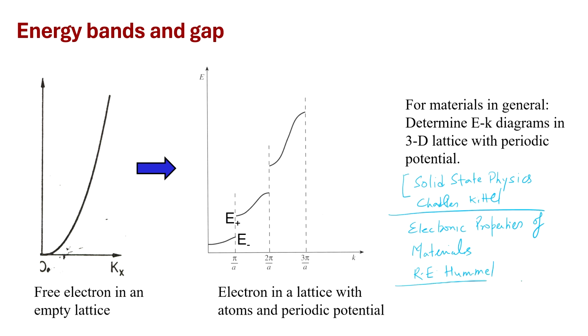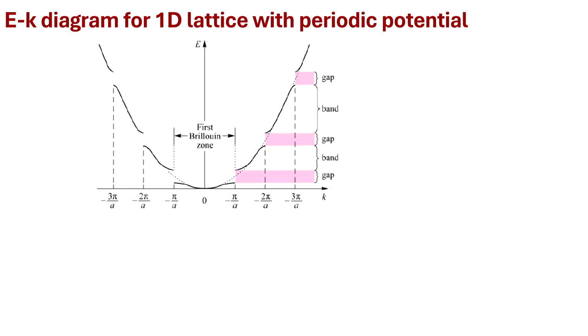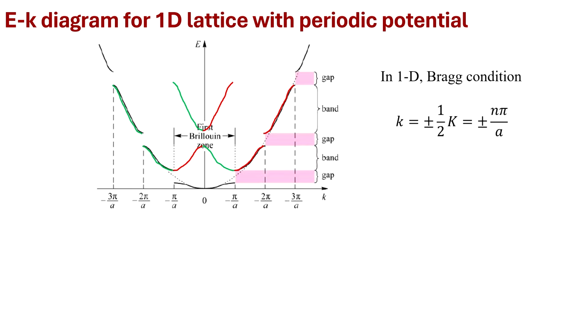These are the two good books which can give you a better, more detailed insight into what we have just talked about. So, essentially this is what it looks like. You have an E-k diagram. At the boundaries of Brillouin zones we create the gaps, and we can translate these higher order diagrams into the first order.